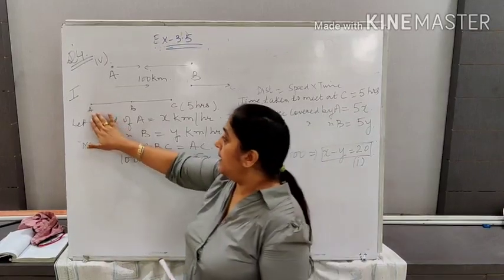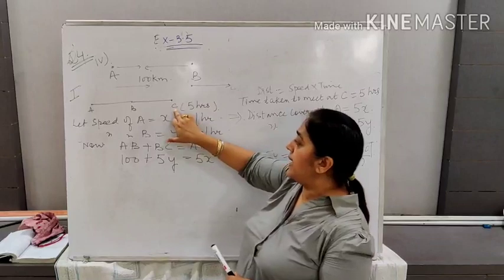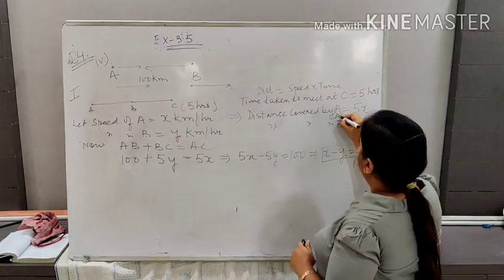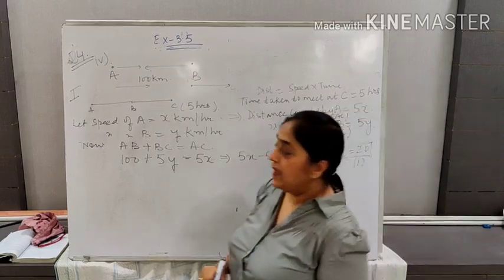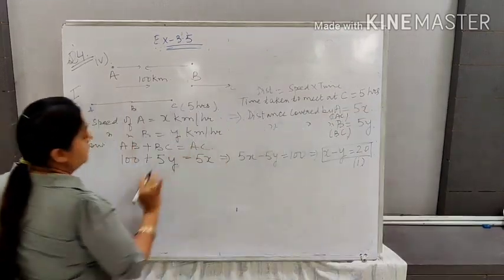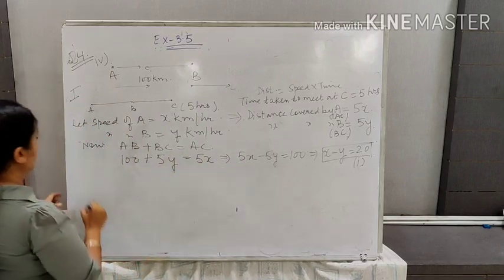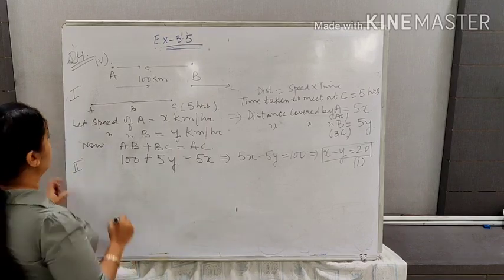तो what happened? अगर इसकी स्पीड x है तो total distance covered by A is AC, right? And total distance covered by B is BC. So that will be 5x and 5y, and this is the way I have got the first equation. Now let us take up the second condition.